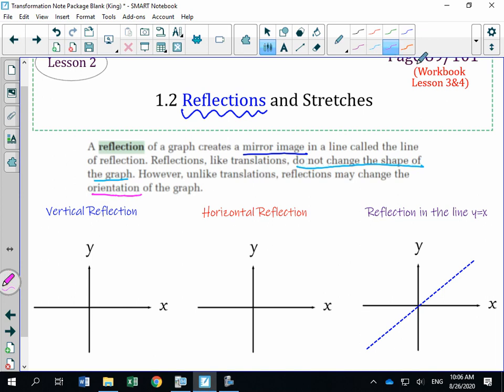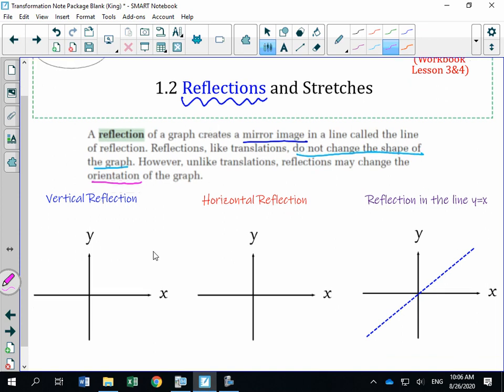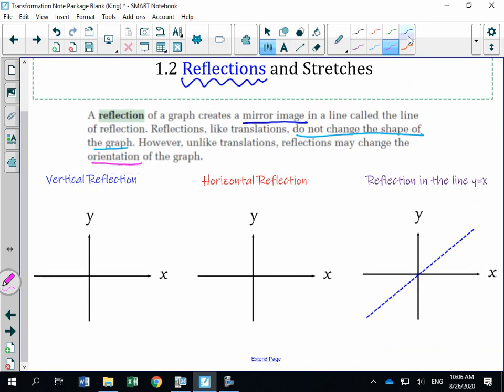So there are 3 different types of reflections that you need to be familiar with in this course, and those are going to be vertical reflections, horizontal reflections, and reflections in the line y is equal to x. So let's start out with what a vertical reflection is. You know that a vertical move from translations is an up-down move, right? That's what a vertical reflection is.